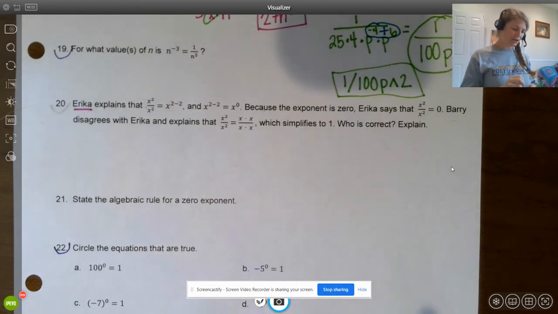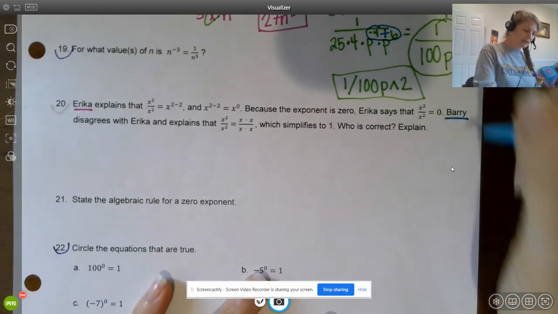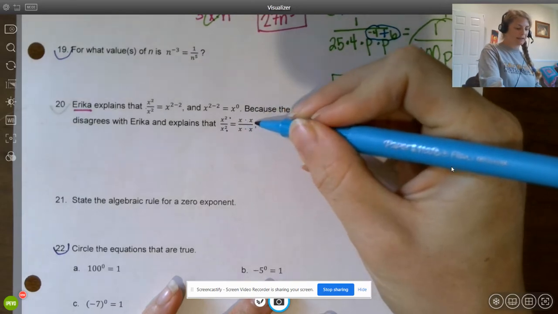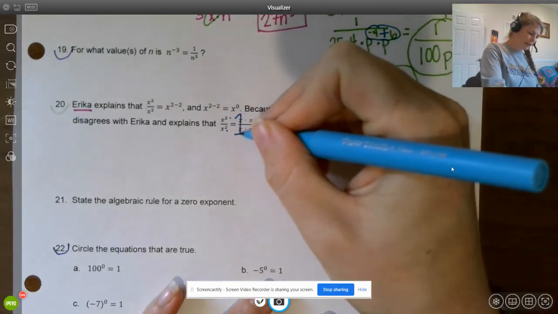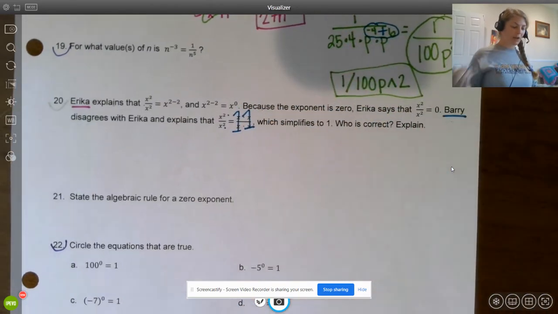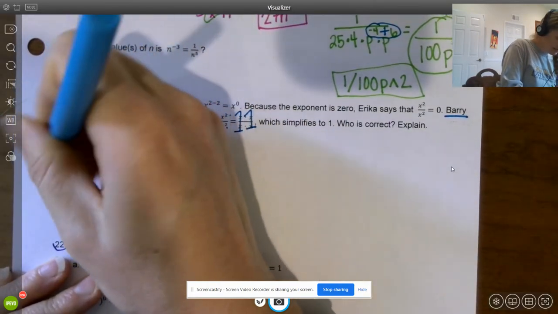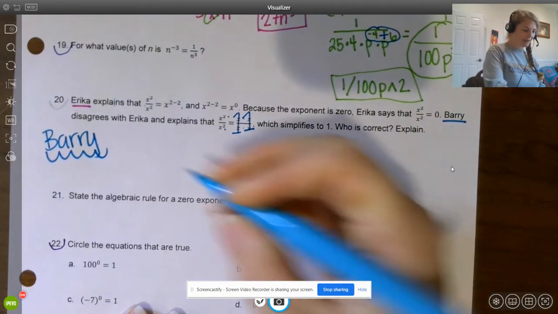Sounds a little fishy. Well, good thing Barry came along, because Barry disagrees with Erica and says, well, x to the second over x to the second is x times x over x times x. And those factors cancel out, so we get 1. So who's correct? And maybe we talked a little bit about this before the lesson, and you're right, it's Barry. Barry is correct here.